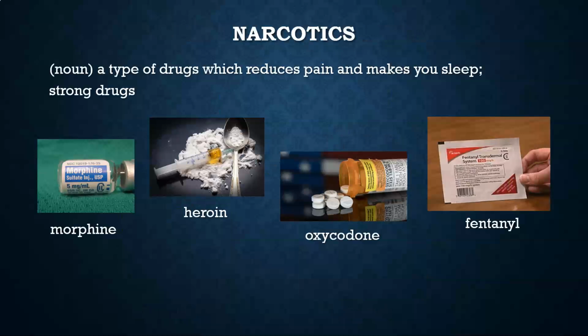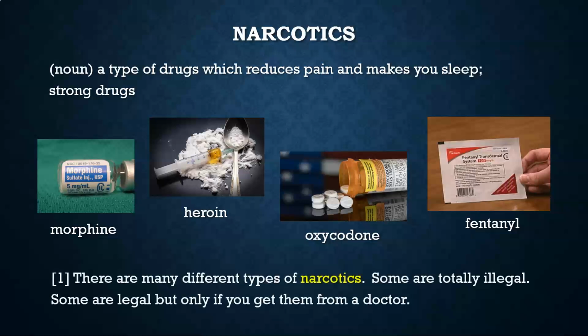The next word is narcotics, and narcotics is a noun. It means a type of drugs which reduces pain and makes you sleep. These are strong drugs if they are narcotics. So, as an example, there are many different types of narcotics. Some are totally illegal, and some are legal, but only if you get them from a doctor.